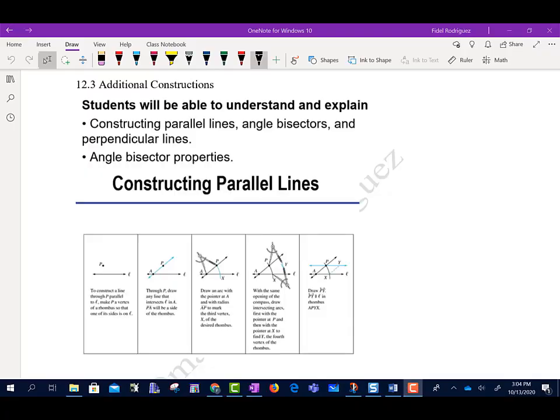Section 12.3 talks about additional constructions. Here it says students will be able to understand and explain how to construct parallel lines, angle bisectors, and perpendicular lines, and some information about angle bisector properties. Okay, so let's take a look here.